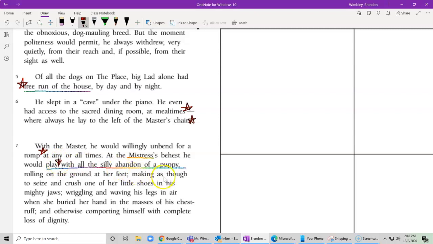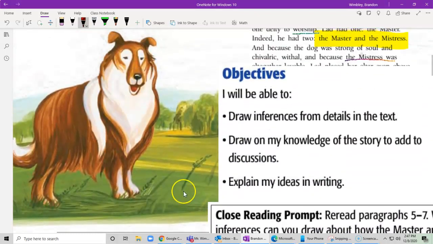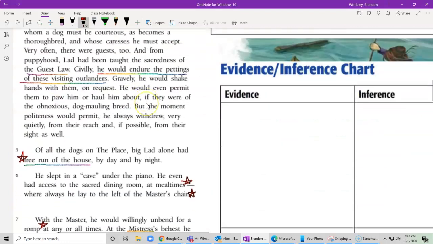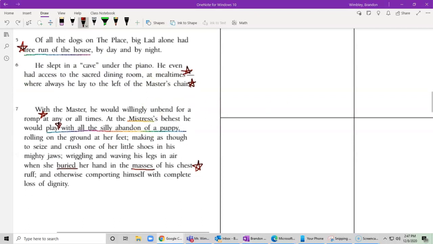Rolling on the ground at her feet, making as though to seize and crush one of her little shoes in his mighty jaws, wriggling and waving his legs in the air when she buried her hand in the masses of his chest ruff. Well, chest ruff, I'm not sure what that means, but it's saying she buried her hands in the masses of his chest. So even if we don't know what ruff is, we can see, oh, here's his chest. So what might it look like if you bury your hands in that? Well, ruff is probably not talking about rough, like it's not smooth. It's probably talking about all that hair. So chest ruff is probably referring to that hair.